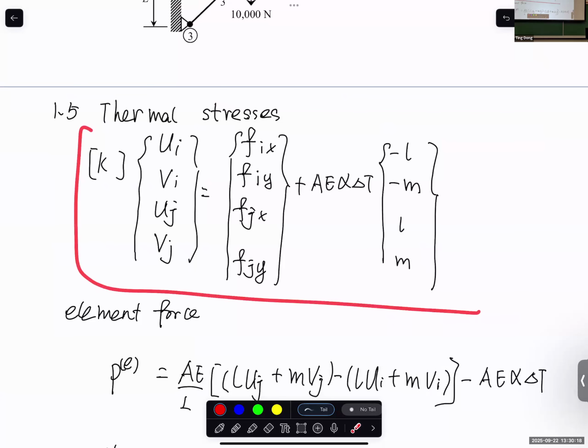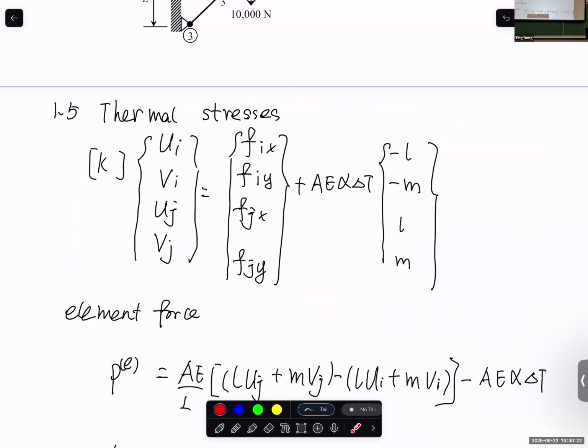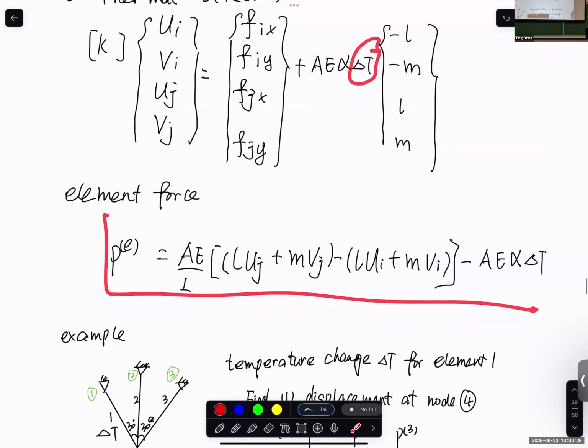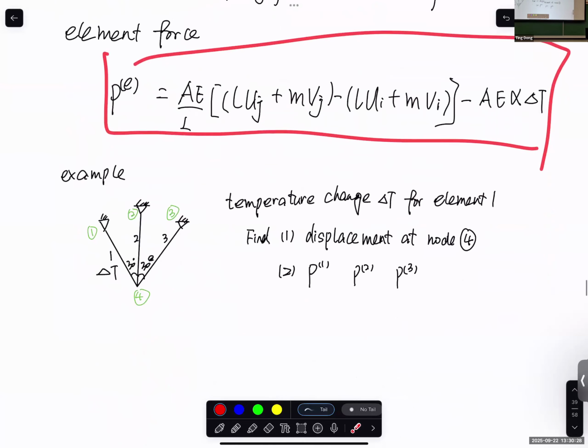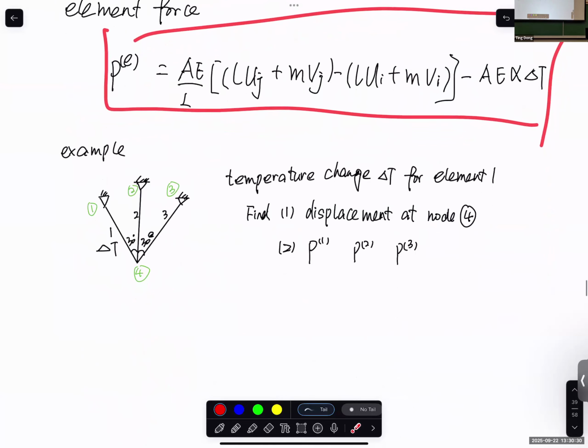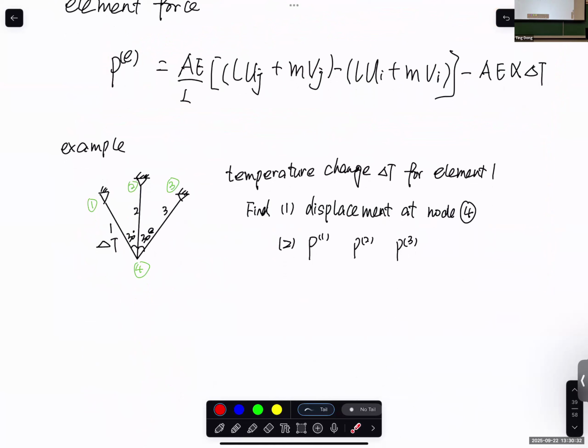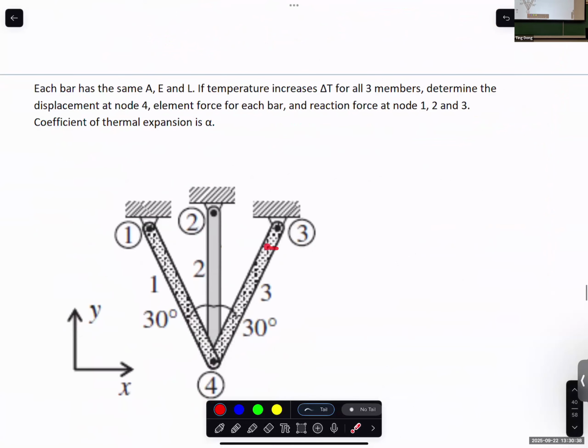And this is the equation for the situation when there's a temperature change. And for element force, this equation is provided and posted. The example problem I did in class has a temperature change for only one element, and the homework is: what if we have a temperature change for all 3 elements? Calculate the same thing.